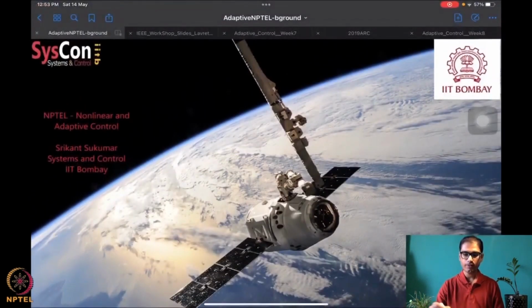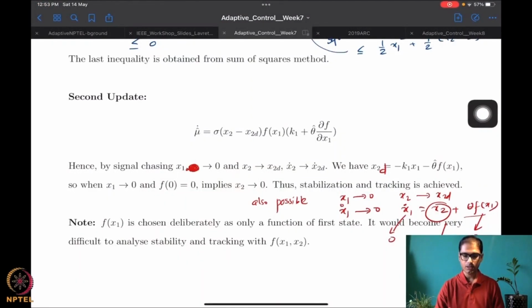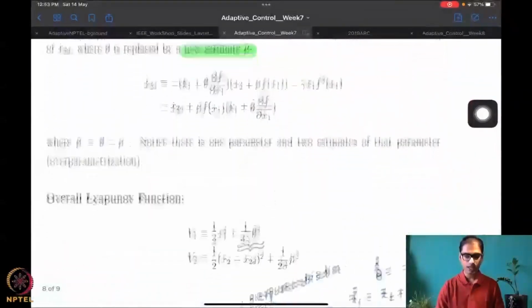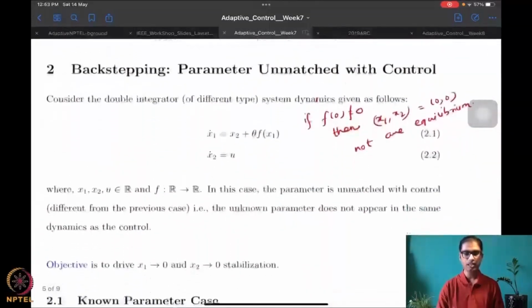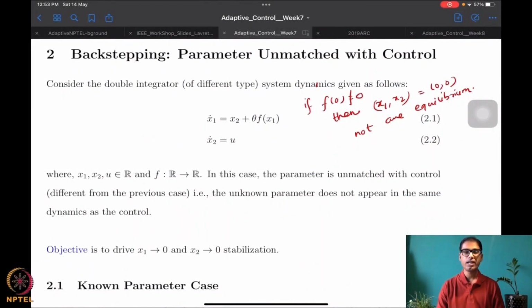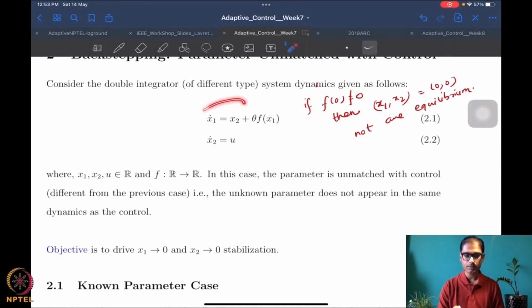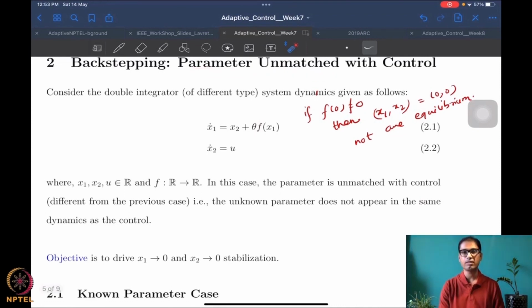So what we were looking at until last time was the design of the adaptive controller for the unmatched uncertainty case, right? We had looked at how to use backstepping based methods in order to design an adaptive controller for systems that look like this, where the uncertainty is now in the state that is different from the state in which the control appears, right? So this is what is called an unmatched parameter system, right?